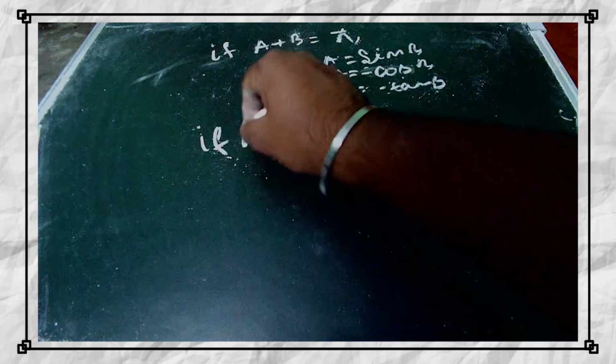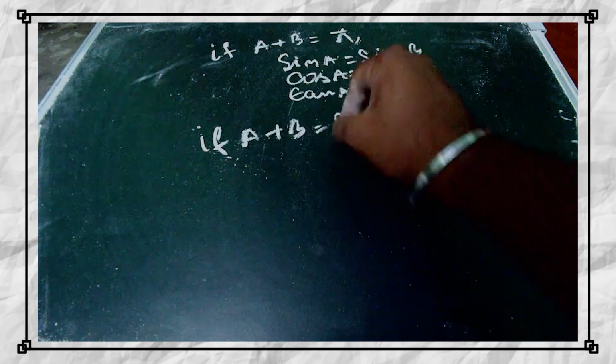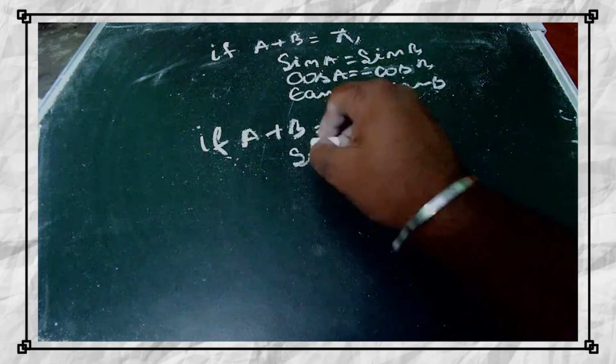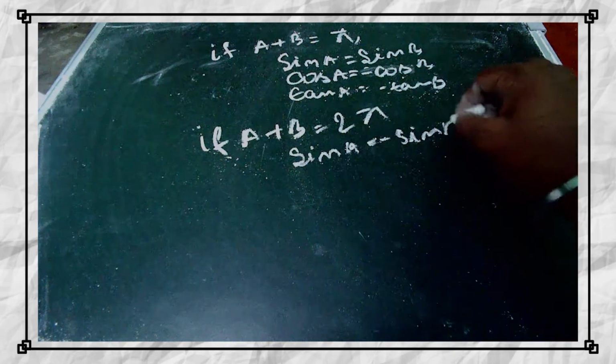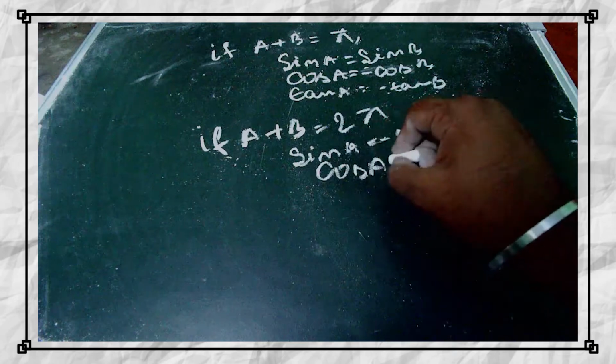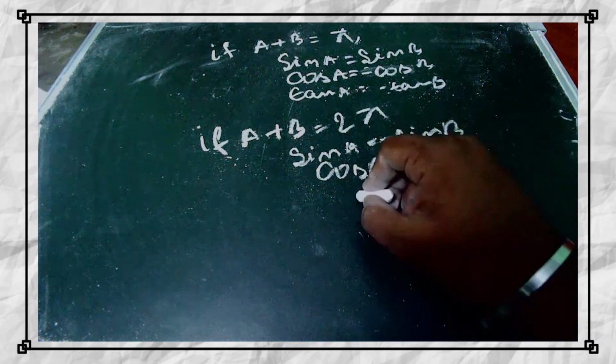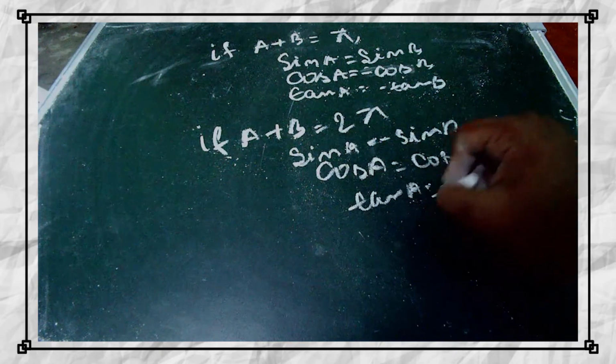Again, if a plus b equals 2 pi, then sine of a equals minus sine of b, cos of a equals cos of b, and tan of a equals minus tan of b.